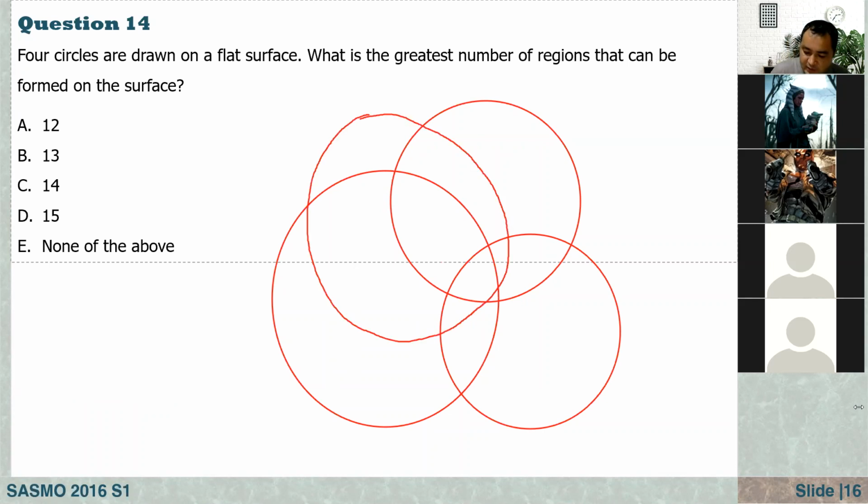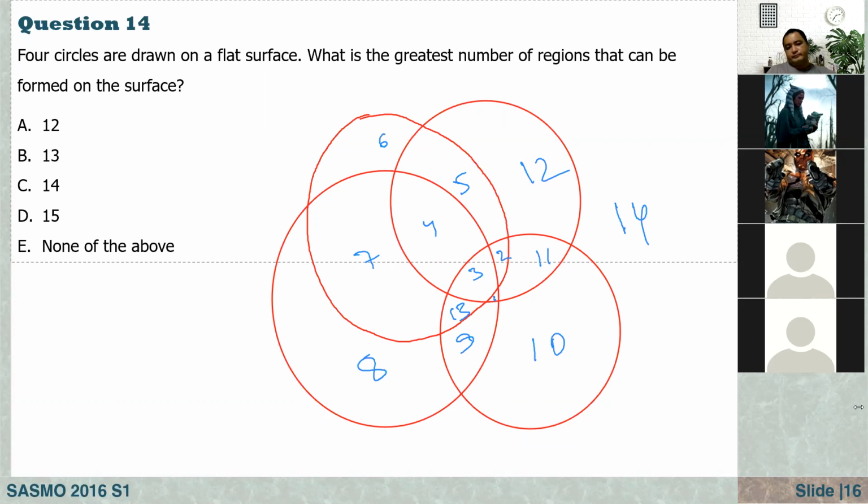Now if you count the cells in here, how many? Let me just start from this one. This is one. This is 2, 3, 4, 5, 6, 7, 8, 9, 10, 11, and 12. And this one is 13. And the outside region is 14.